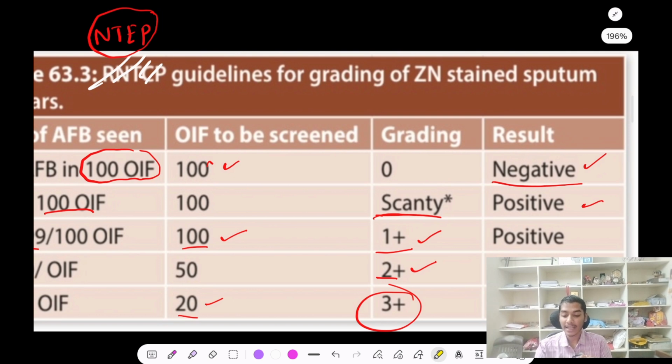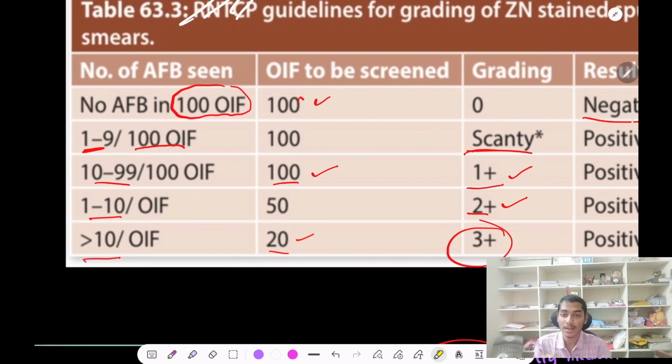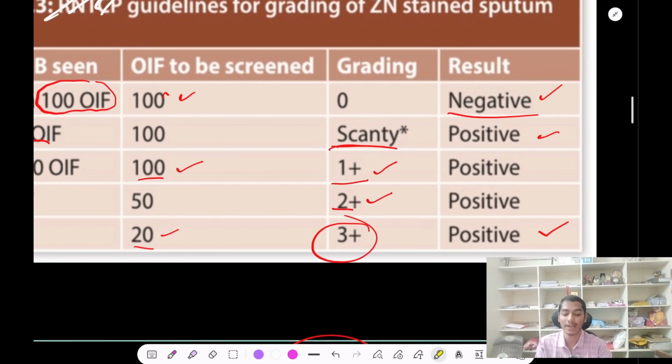Then we have the NTEP guidelines for the grading of ZN stained sputum smears. So what are the guidelines that we have? First, we have to screen 100 oil immersion fields. If there are no acid-fast bacilli, then we have to report it as negative.